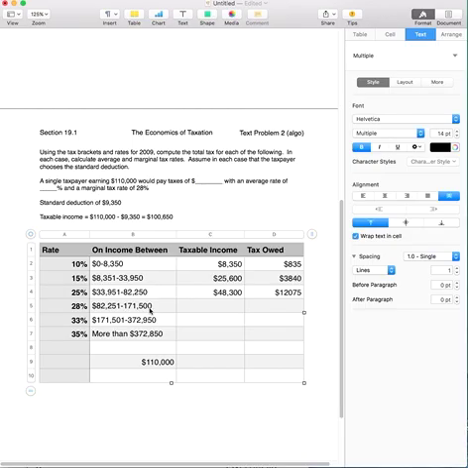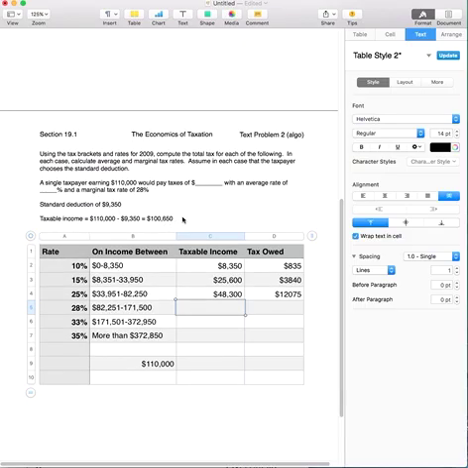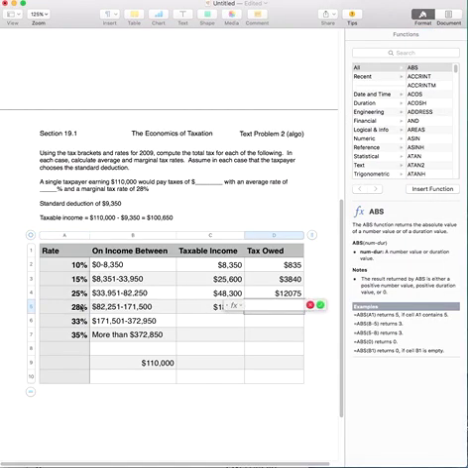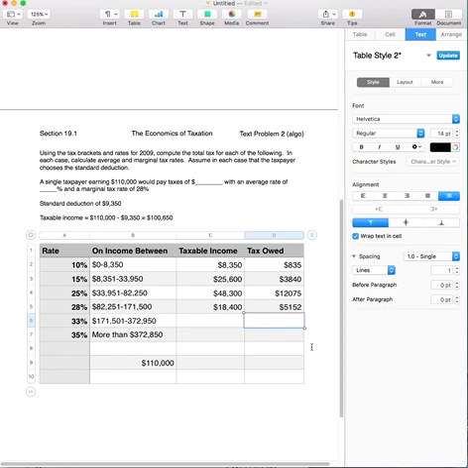And in this final bracket, we can see that this $100,650 does not hit that upper bound. So now we have to figure out how much money is actually taxable in this range. We've already taxed them up to $82,250, so we subtract that off of the $100,650, which gives us $18,400 that would be taxable in that bracket. And if we multiply that by 28%, that gives us $5,152.